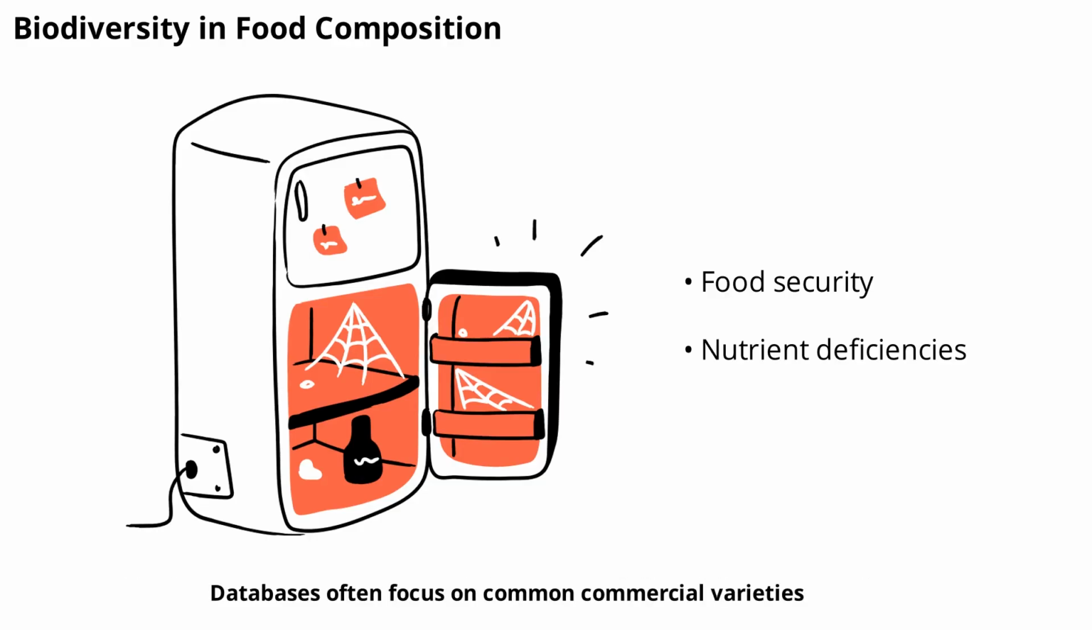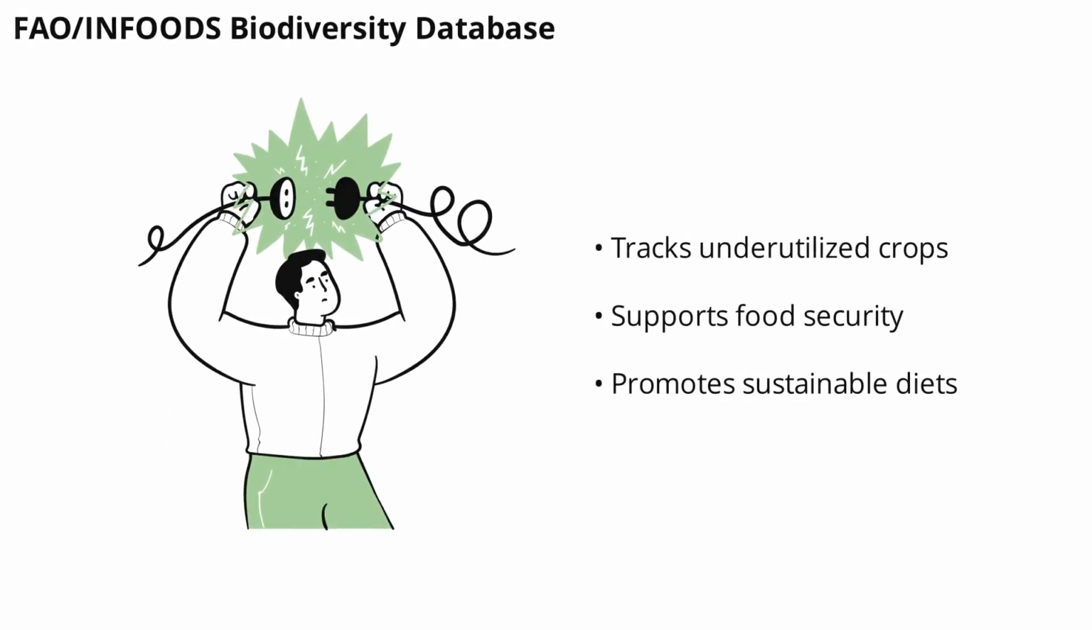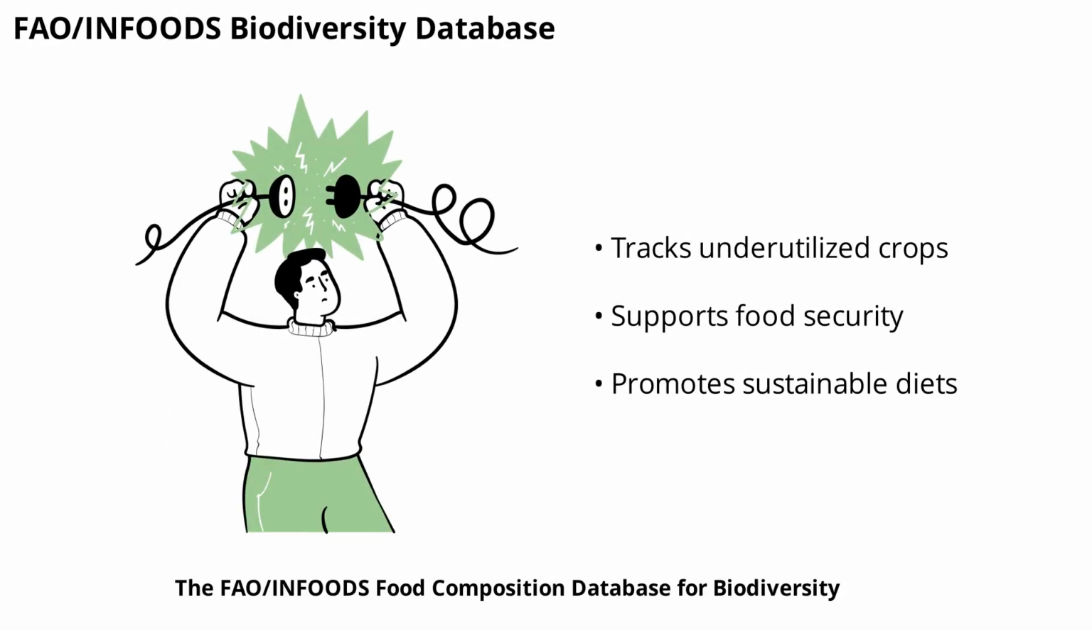Databases often focus on common commercial varieties, but specialized resources track the nutritional value of less common foods, supporting biodiversity and better health. The FAO-INFOODS Food Composition Database for Biodiversity compiles data on underutilized crops and varieties. This resource helps researchers and policymakers understand the nutritional potential of diverse foods, supporting strategies for food security and improved nutrition. Including biodiversity in food composition data is essential for promoting sustainable diets and addressing global health challenges.